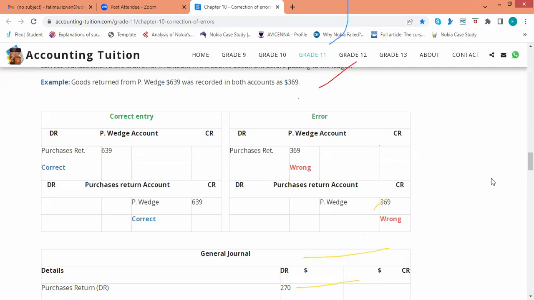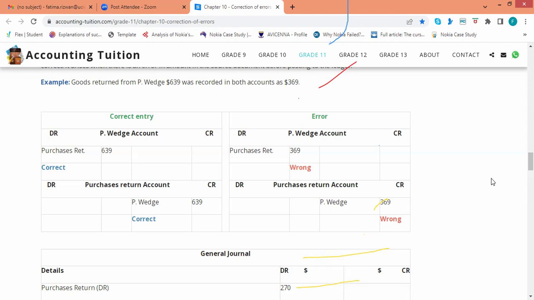So when you have purchases returns, the correct entry was that you would debit the person and you would credit the purchases returns. So P veg was supposed to be debited with 639, and purchases returns was supposed to be credited with 639. Instead, you have written purchases returns credit and the person P veg debit.